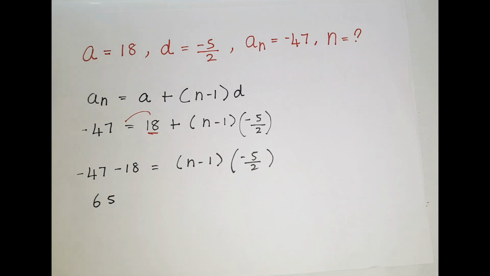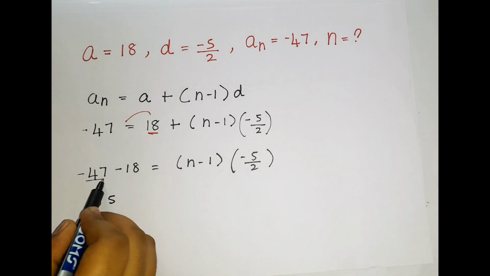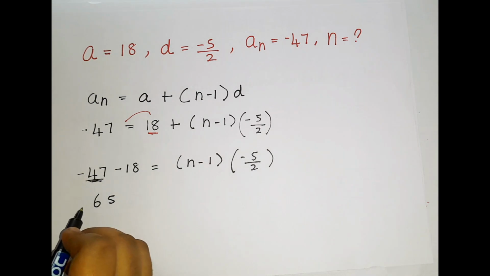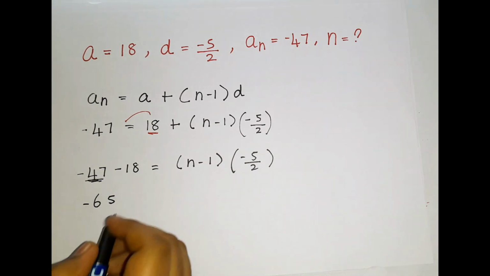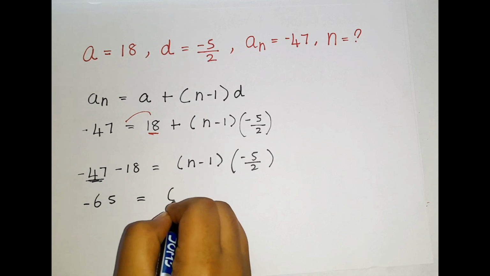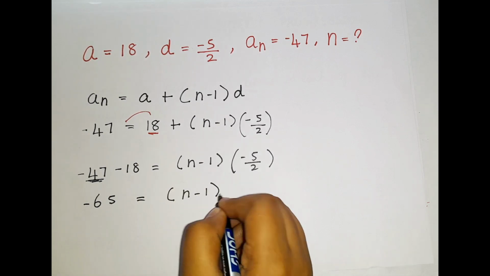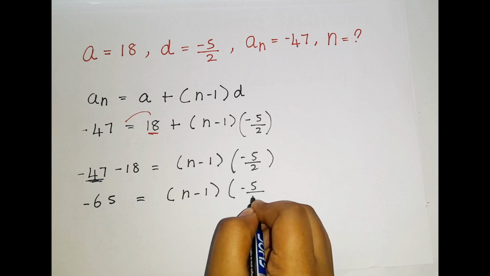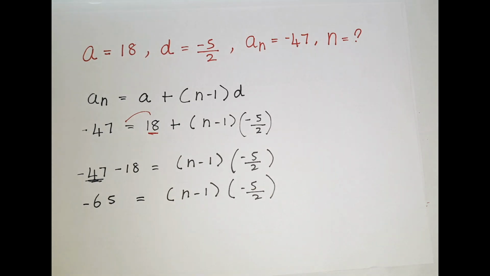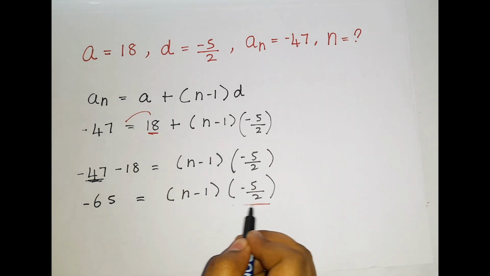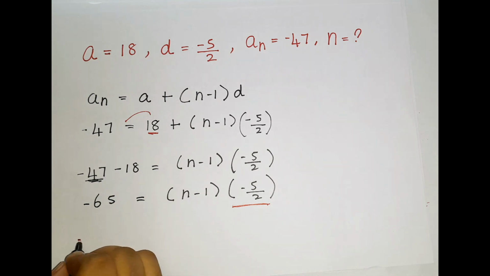So now here is the question. What is the greatest number? The greatest number is 47. It has a minus sign, so let us write the minus sign as it is, and then is equal to N minus 1 bracket minus 5 by 2. Now what I am going to do is get this value to this side. So let us write the minus 65 as it is.